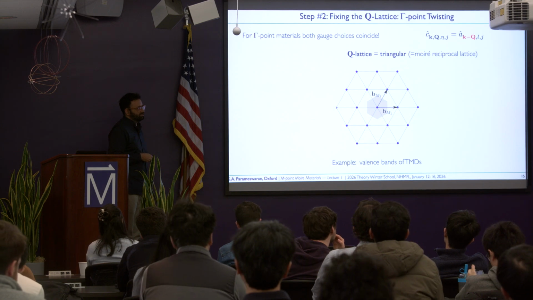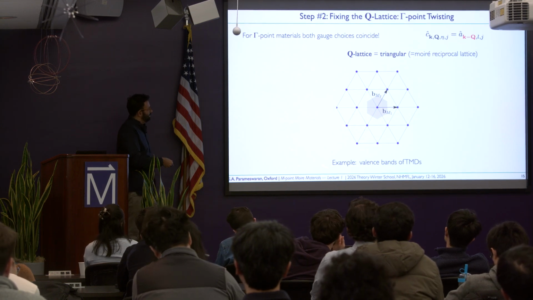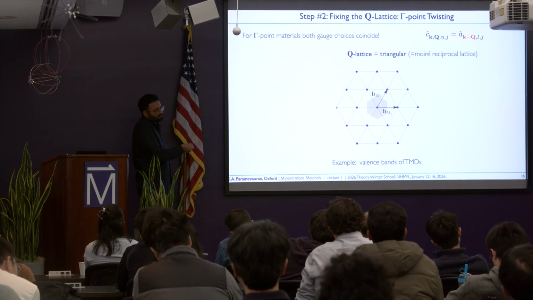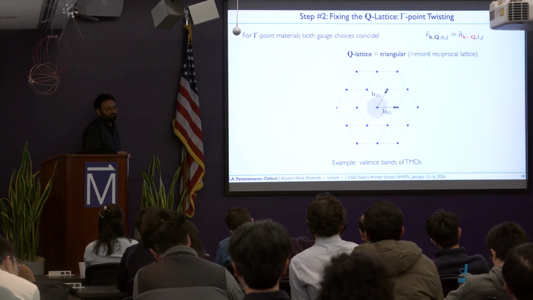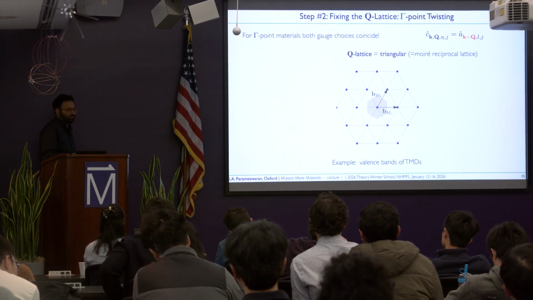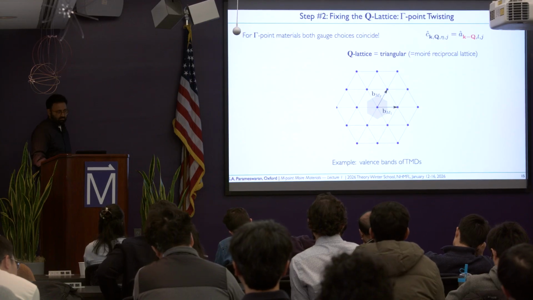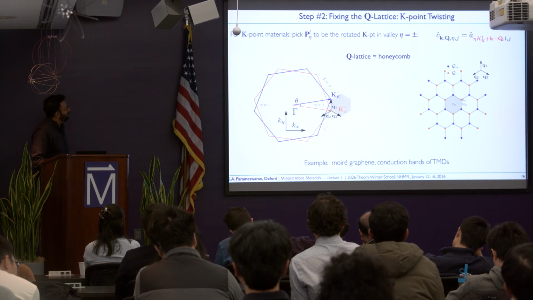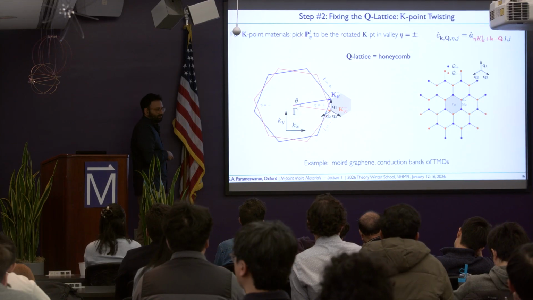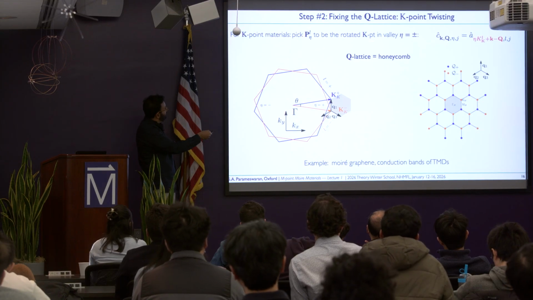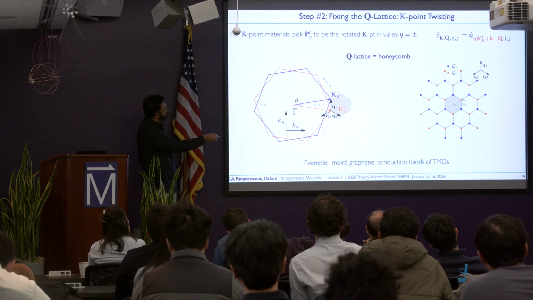There's no such difference. So if the low energy physics was at the gamma point, like in valence bands of TMDs, then the Q lattice is triangular and it's exactly the same as the moiré reciprocal lattice. There is no difference because there's no extra structure there, right? And so exactly as you said, that was what would happen. And let's do the familiar case of moiré. So moiré, and this is the question that was asked by the gentleman sitting behind you, you pick this PL eta to be the rotated K point in this valley. So you have this shift.